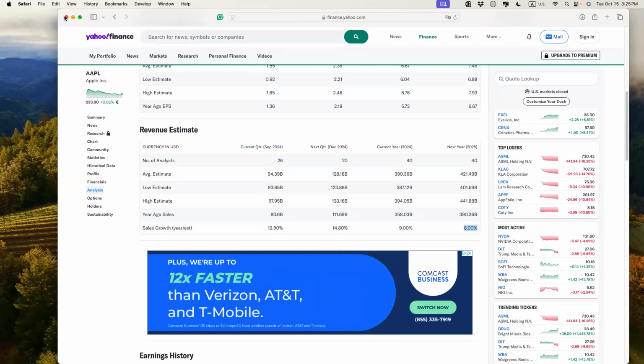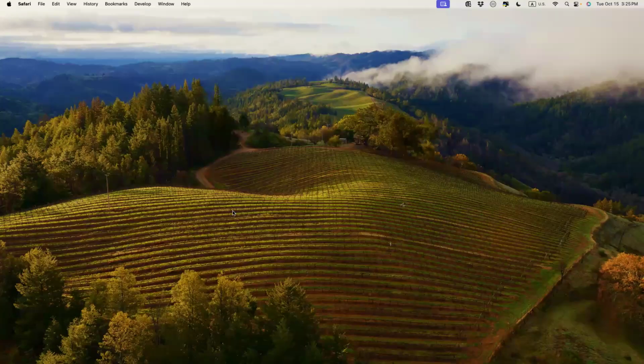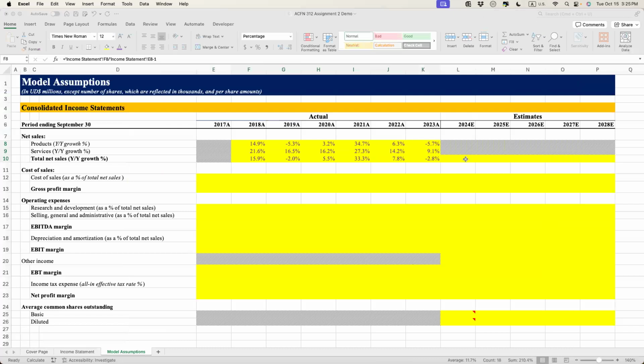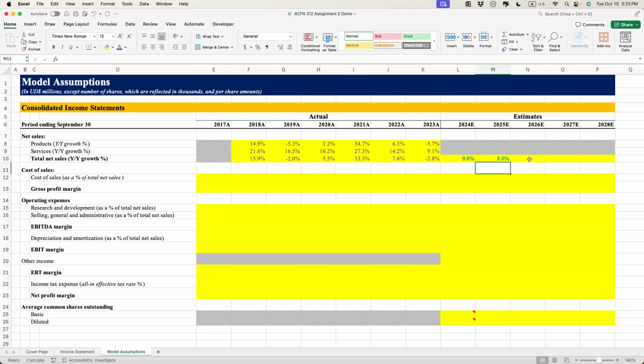Okay. So what we can do here is go back to our assumptions and hard code it. For 2024, financial analysts project 9%, 2025 is 8%, and we assume this 8% is going to remain the same for the further 3 years. Okay.